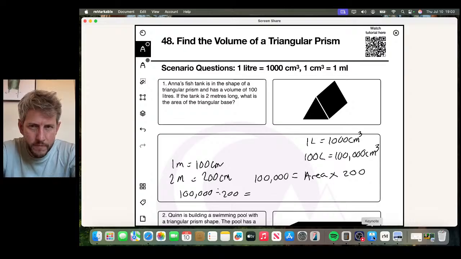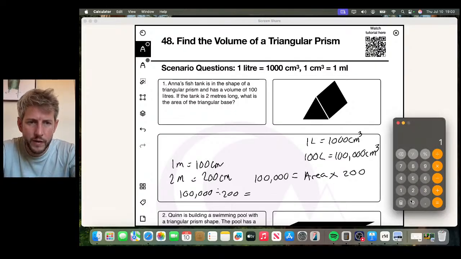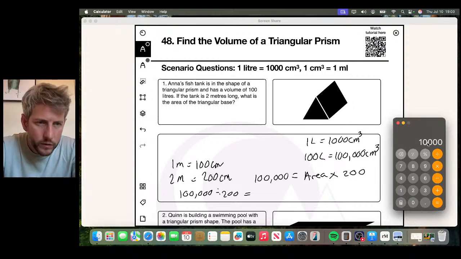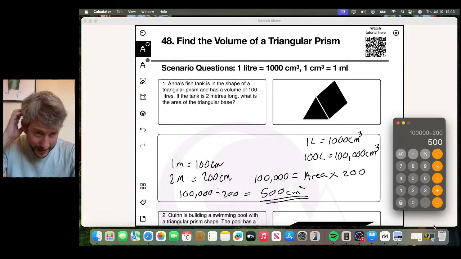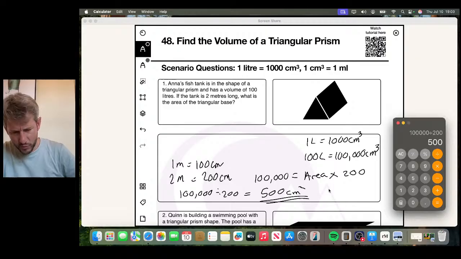Okay, right. So 100,000, another 0, divided by 200, and that's going to be 500 centimetres squared.